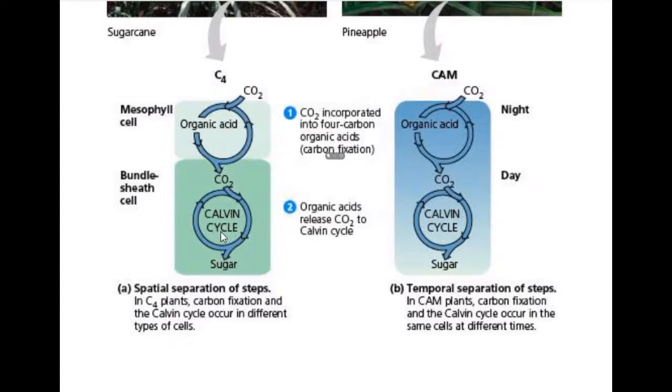For the CAM plant, all I do is, because I can only open the holes at night, CO2 comes in at night, no problem. I'm sucking it in all night, storing it as malate. And then during the day when I'm forced to close my stomata because I don't want to lose all that water, then I can still run the Calvin cycle because I have flooded the area with this CO2 substrate. And that's the end of our conversation for C4 and CAM plants.